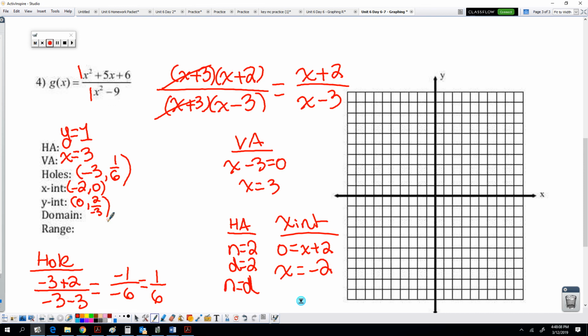So now we're going to use a couple of different things for my domain. For your domain, x cannot equal your vertical asymptote number and your x value of your hole. Now for your range, y can't equal the number in your horizontal asymptote as well as your y value of your hole.